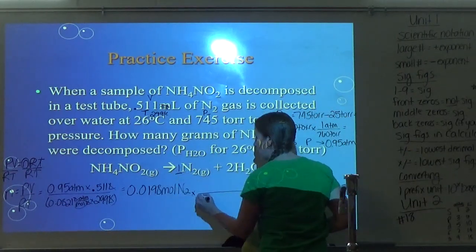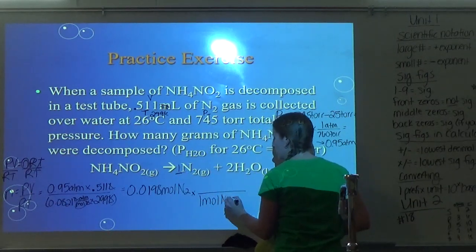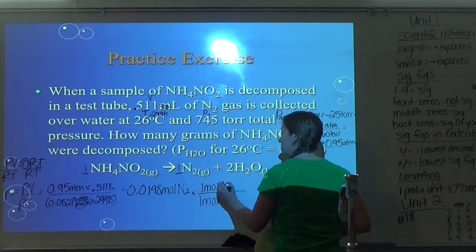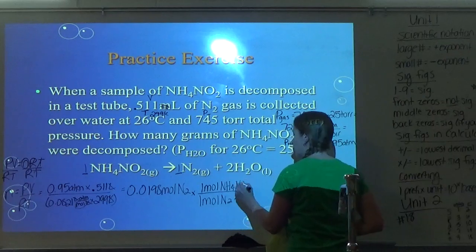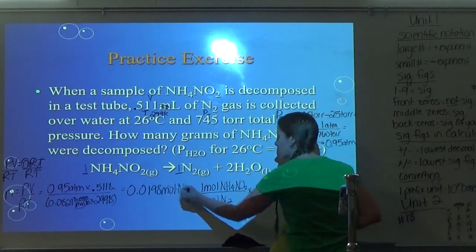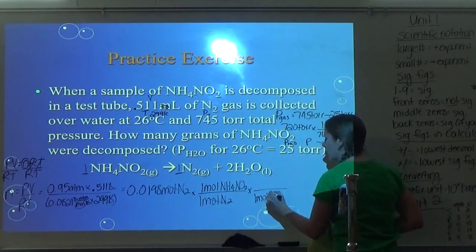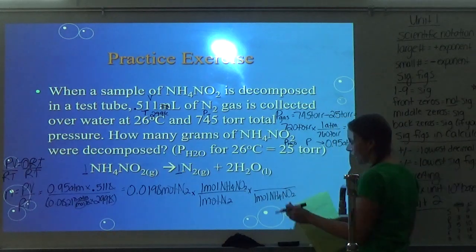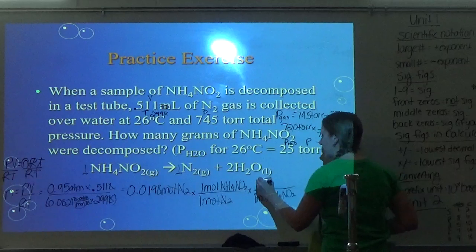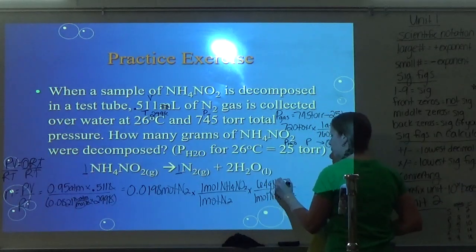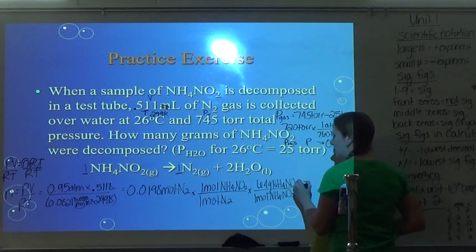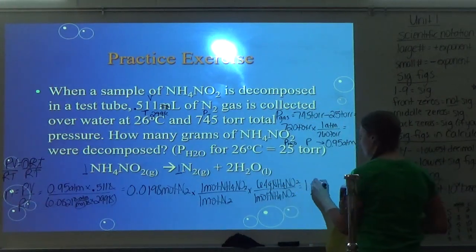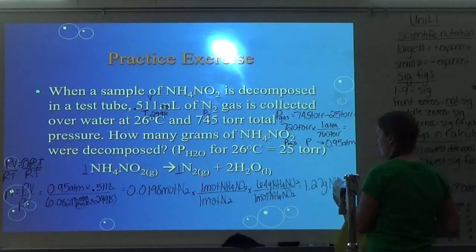So I can grab my 1 mole of N2 requires 1 mole of NH4NO2, but then we've got to get to grams. So I can say, okay, well, 1 mole of NH4NO2 is, and then I just add up the molar mass for NH4NO2, I got 64 grams. And so my moles cancel, so then I just multiply. And so I got 1.27 grams of NH4NO2.